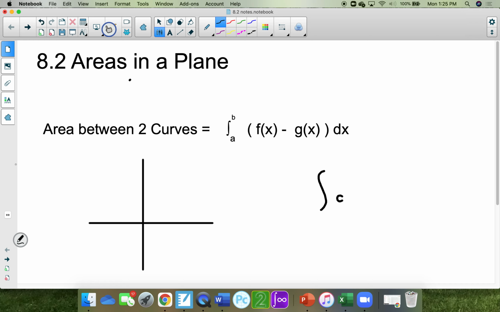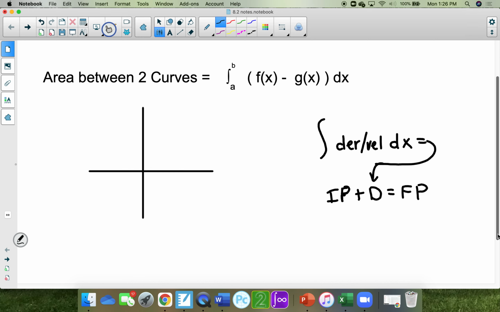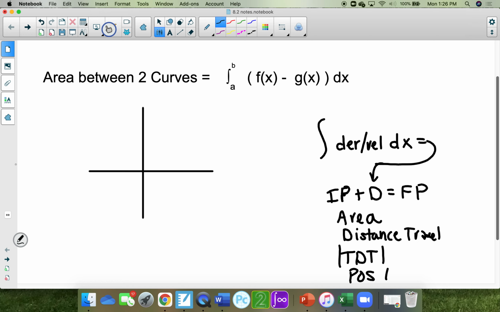Once again, I just like to tell you that underneath the antiderivative, the integral sign, there's the derivative, or this is the velocity. When you antiderive, you can find the initial position plus the displacement, which will give you the final position. They'll usually give you the initial position, but this will give you the displacement. Another thing is it might give you the area, or the total distance traveled. You're going to find your position, how many of something. If they ask you on the test how many, all of this means to antiderive.